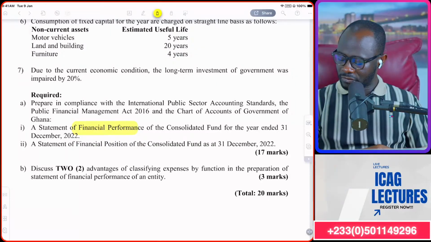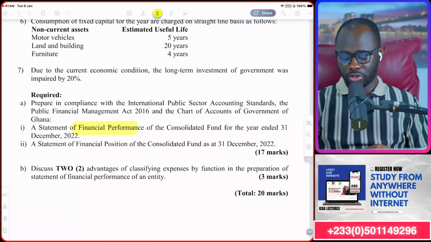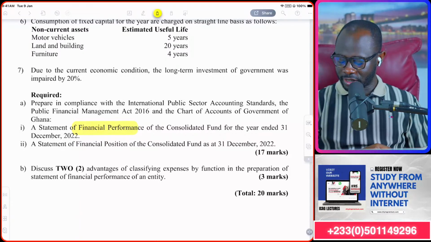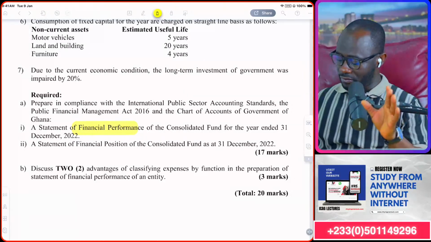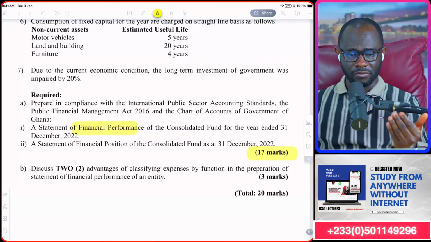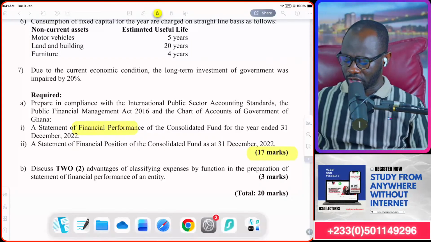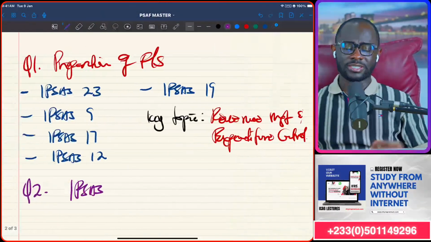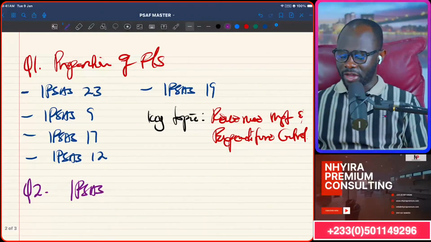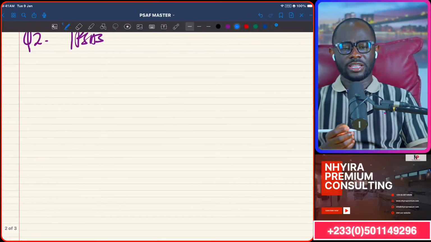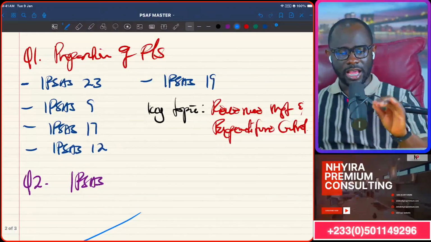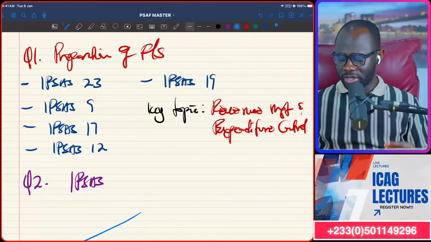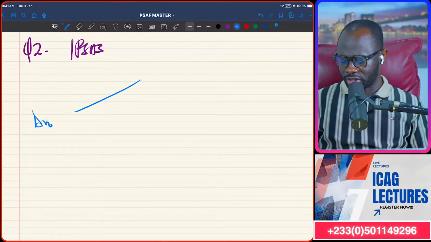of the Consolidated Fund for the year ended 31st December 2022, II, a statement of financial position of the consolidated fund as at 31st December 2022. So for 17 marks, we are preparing the statement of financial performance and statement of financial position of the consolidated fund. So that means we are on the central government perspective. And if we are on the central government perspective, then the sources of revenue to the central government, if you remember your discussion under revenue management and expenditure control, will be to talk about direct taxes.